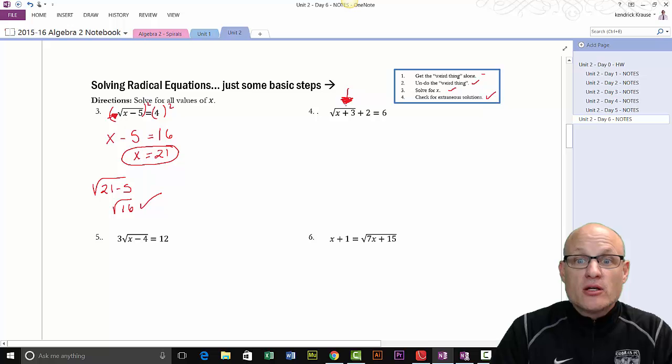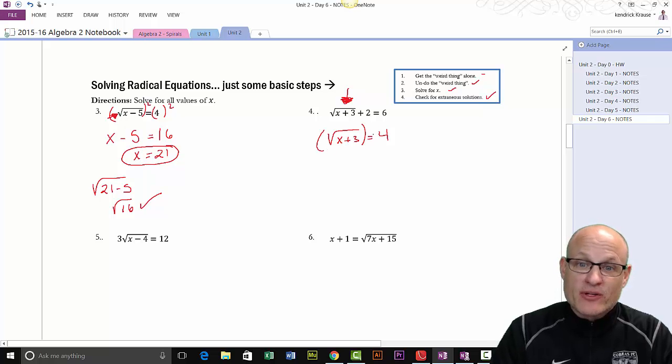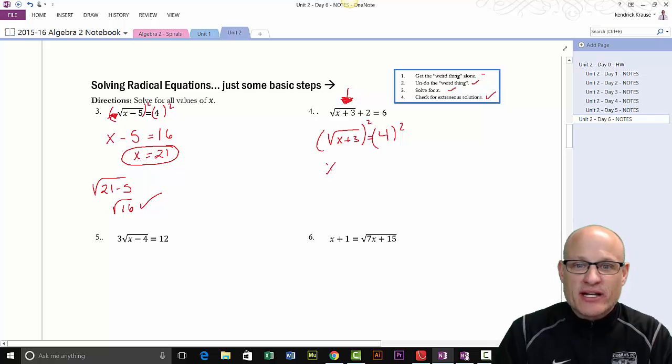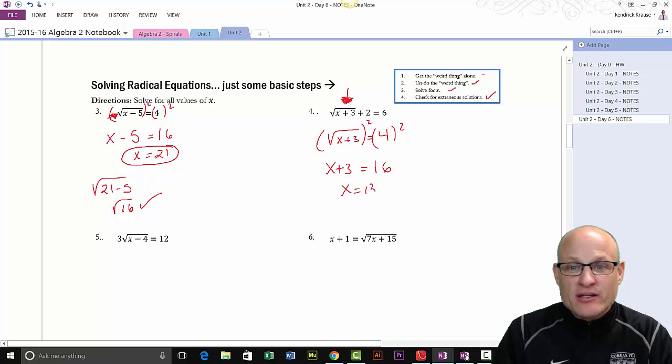I've got to get it alone. So what I'll do is move the 2 over. I get the square root of x plus 3 equals 4 by subtracting 2. Now the weird thing is alone, and this looks a lot like that other problem, doesn't it? We're going to square both sides by undoing the weird thing, the inverse operation of the weird thing. We get x plus 3 equals 16, or x equals 13.